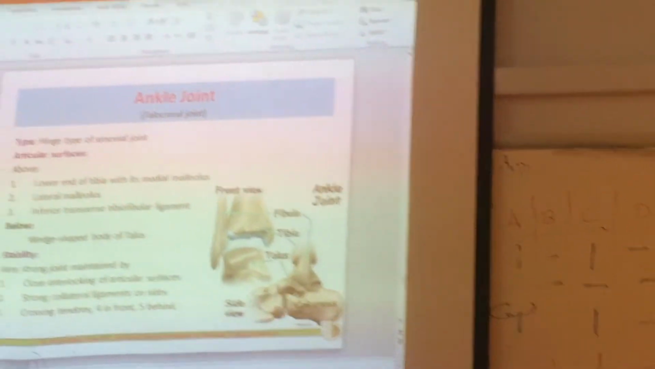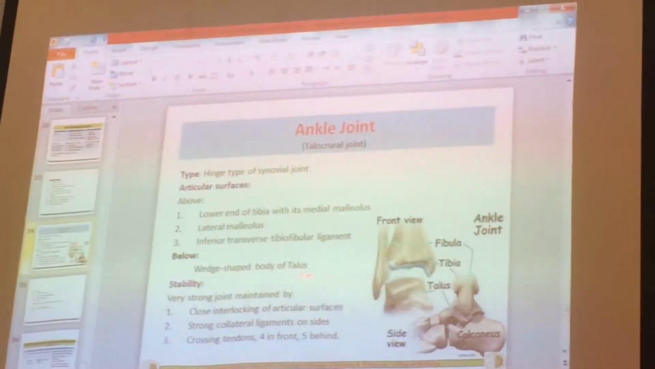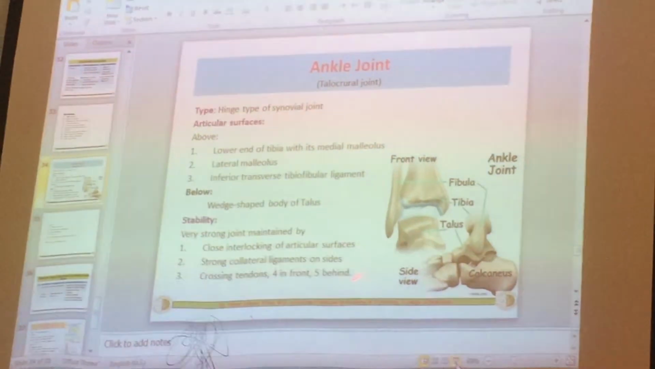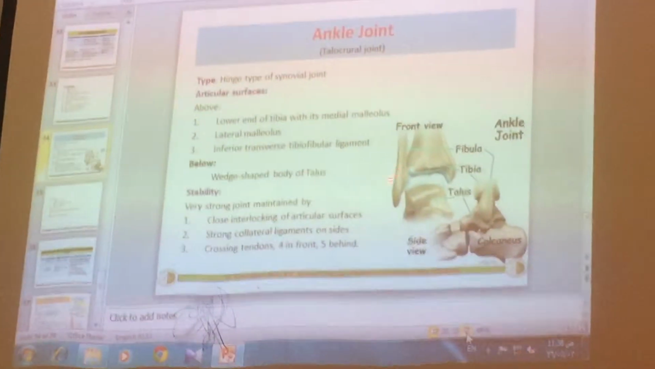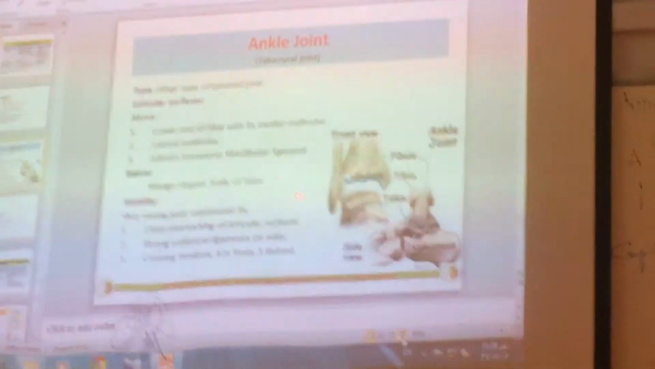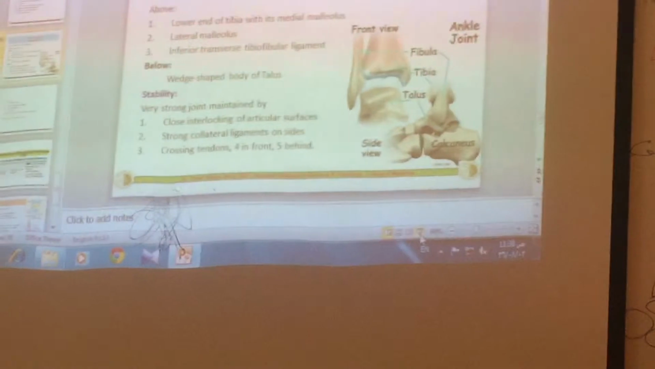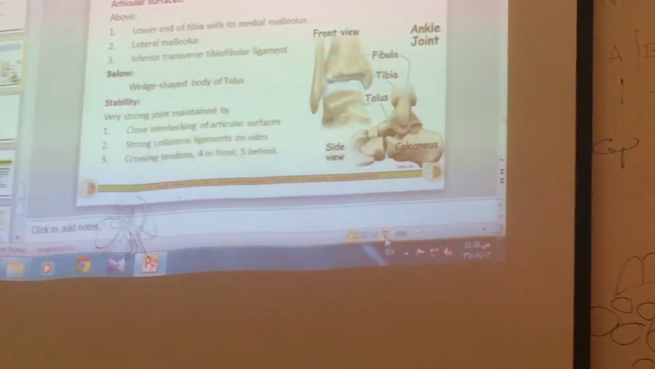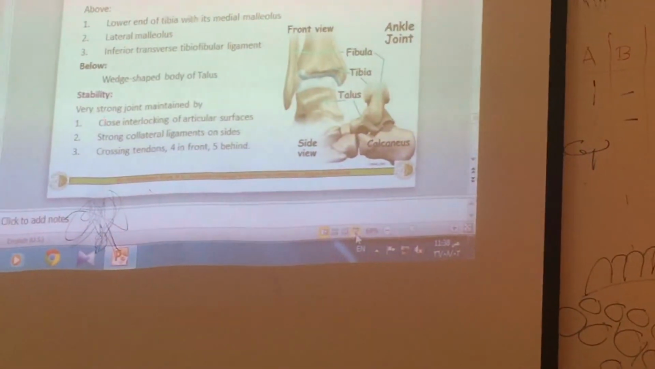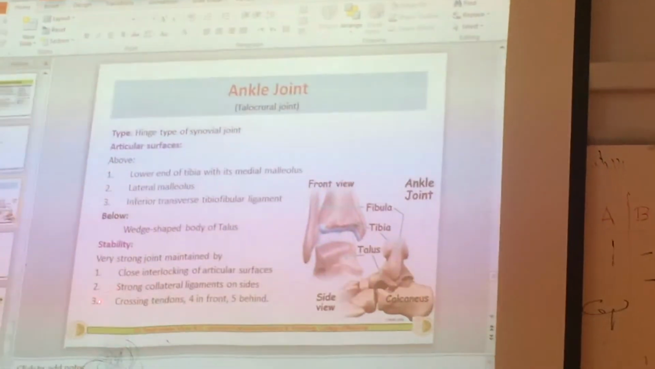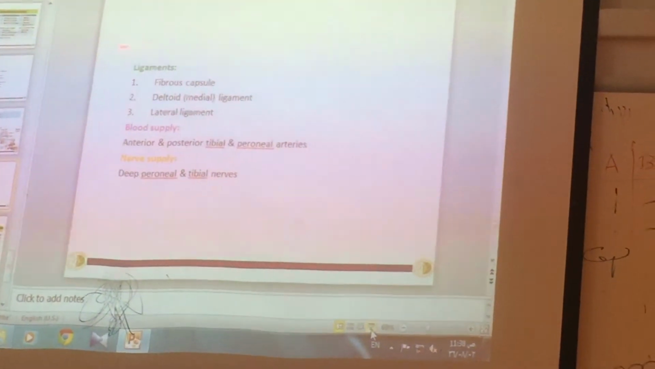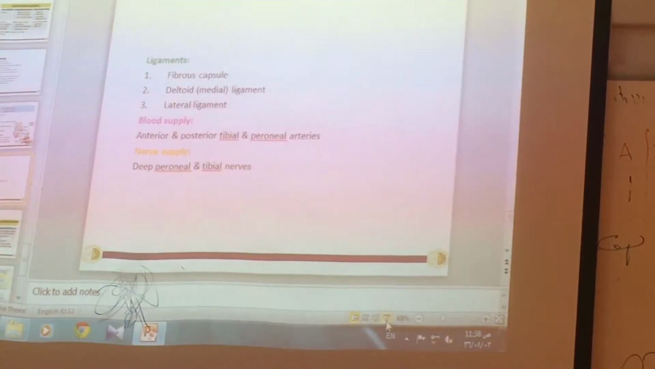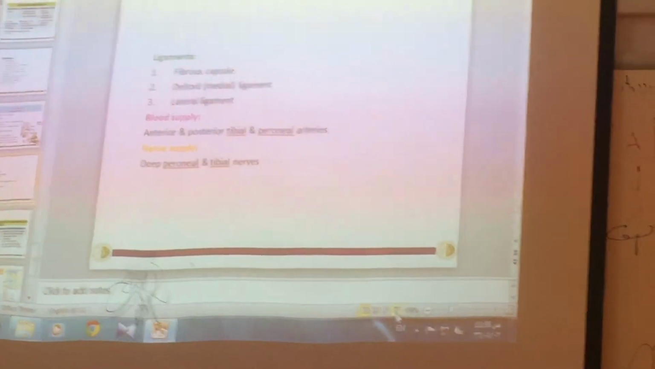So this is a very strong joint, and the stability is mainly maintained by the interlocking of the articular surfaces. You see here how they are locked together. The shape of the bones themselves will give the stability. Along with that, there are strong collateral ligaments on either side, as well as the crossing of the muscles and the ligaments. The ligaments are the fibrous capsule, then the deltoid ligament and the lateral ligament. All these give stability to this joint.